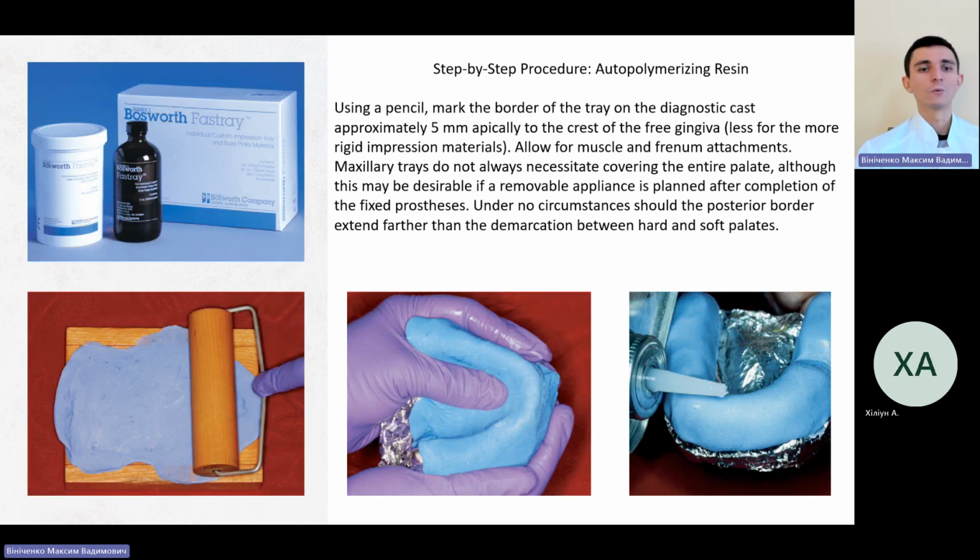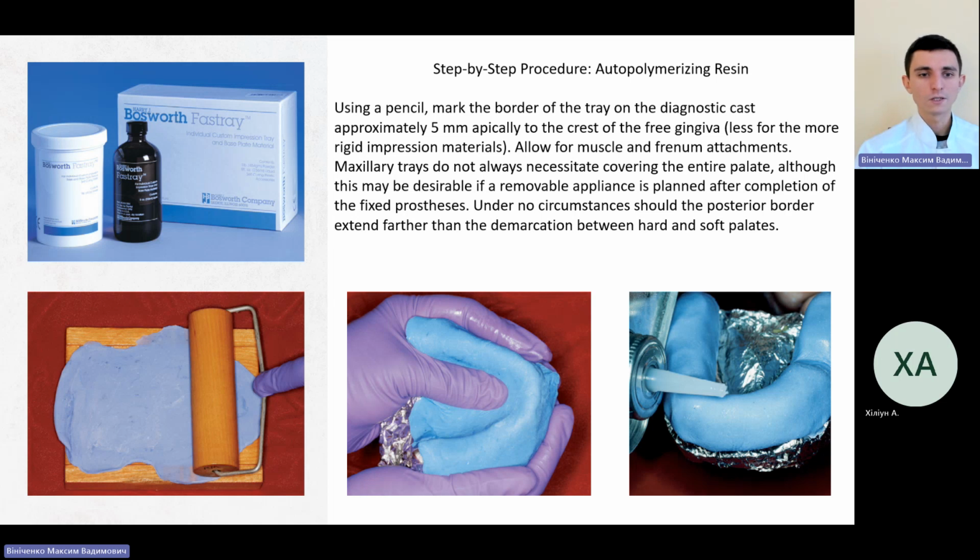Step-by-step procedure with autopolymerizing resin. Using a pencil, mark the border of the tray on the diagnostic cast approximately 5 millimeters apical to the crest of the free gingiva, less for the more rigid impression materials. Allow for muscle and frenum attachments.